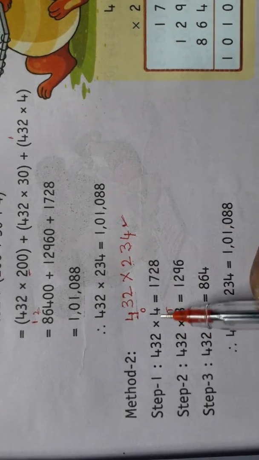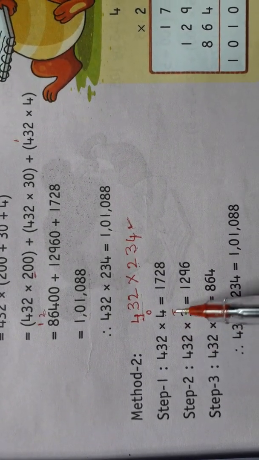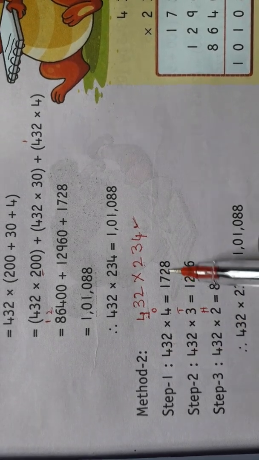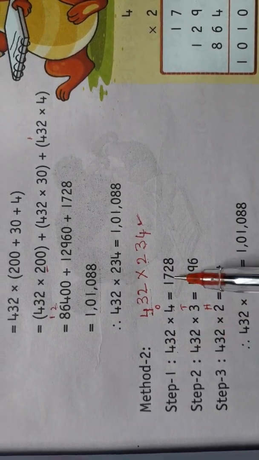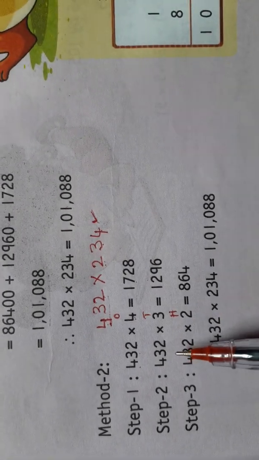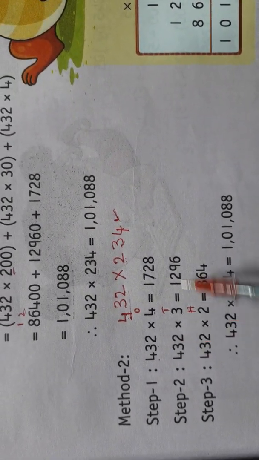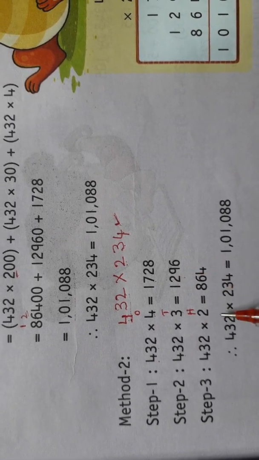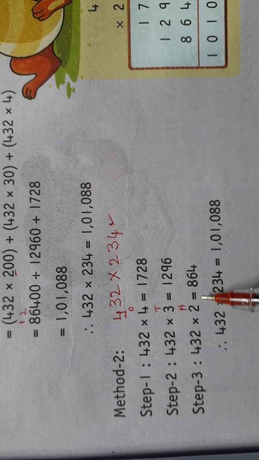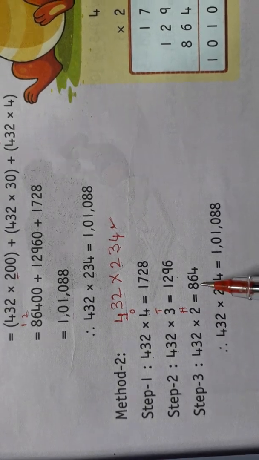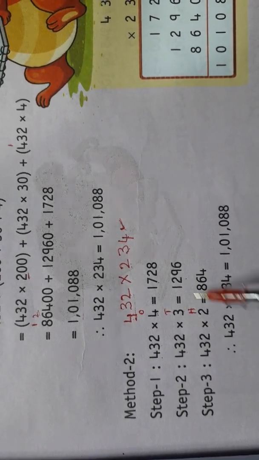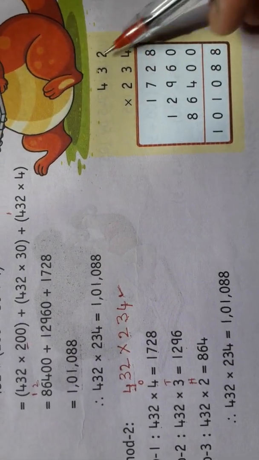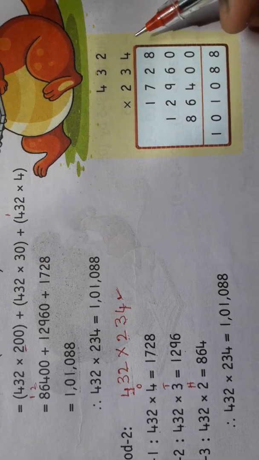Now we need to multiply all the three numbers. 4 2s are 8, 4 3s are 12, 4 4s are 16 plus 1, 17. Now with 3 also, 3 2s are 6, 3 3s are 9, 3 4s are 12. Now 2 2s are 4, 2 3s are 6, 2 4s are 8. After multiplying separately, what we need to do is, then we will write like normal multiplication.